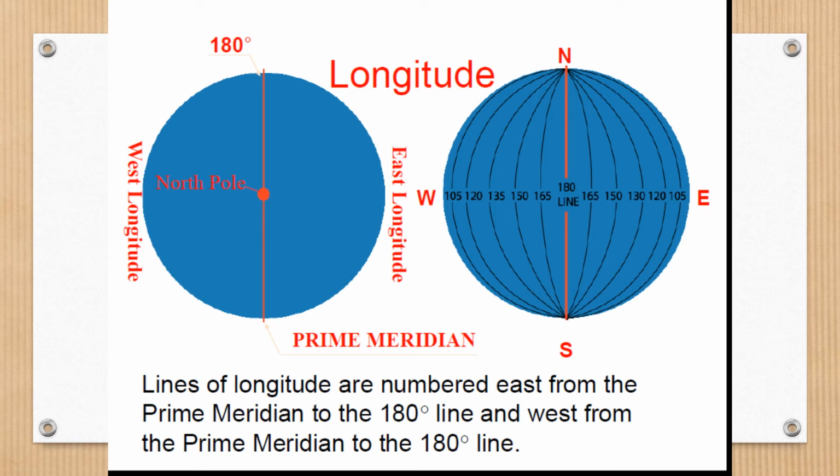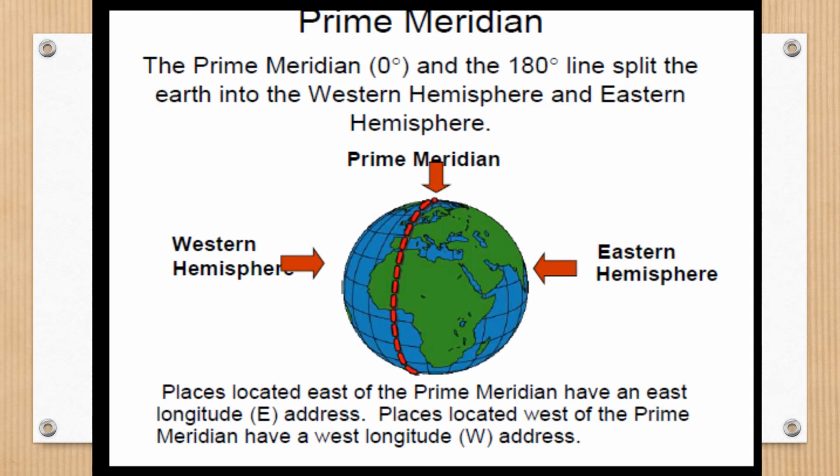And as I always told you, lines of longitude are numbered east or west from the prime meridian to 180 degrees, just as latitudes were numbered at an angular distance of 90 degrees north or south of the equator. Longitudes are numbered to 180 degrees from the prime meridian, either east or west. So the prime meridian and the 180-degree line split the earth into the western hemisphere and the eastern hemisphere.